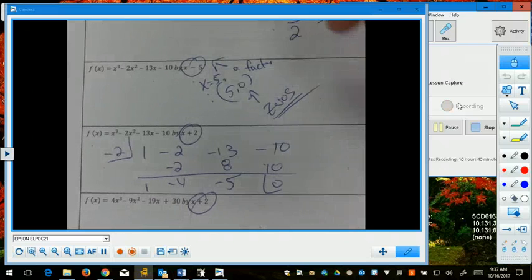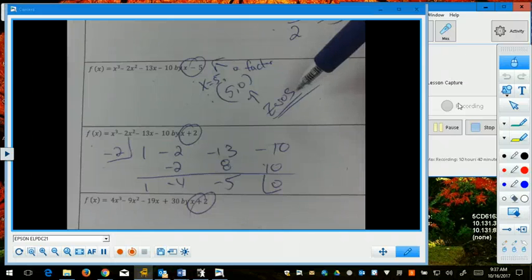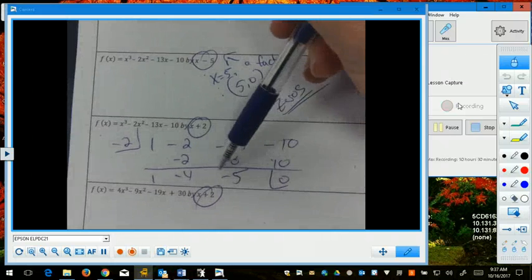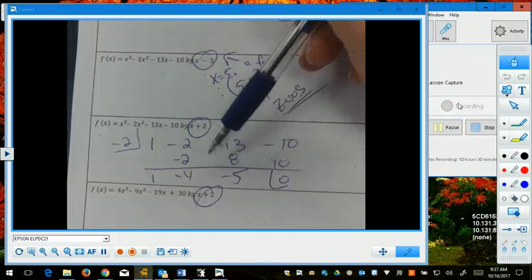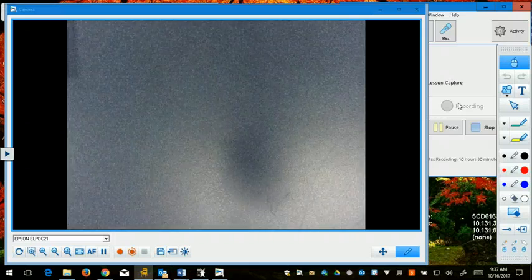By the way, all of these were cubic functions. What's left when I divide out that one factor? What type of function is left here? A quadratic, which I could either solve by factoring or solve by quadratic formula if I needed to.